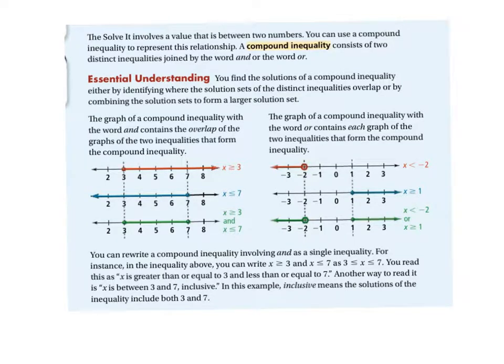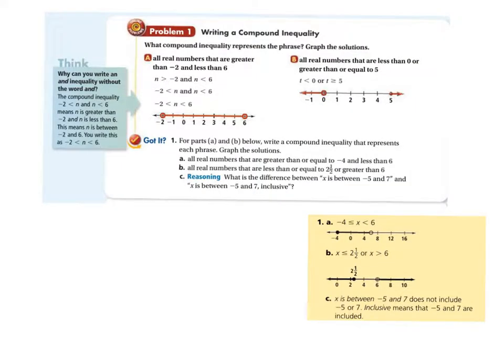So 3-6 are examples. Again, a reminder of the and or thing. When we have an overlap, we have an and. When they're disjoint, we have the or. Okay, that's important. So writing a compound inequality. What compound inequality represents the phrase?